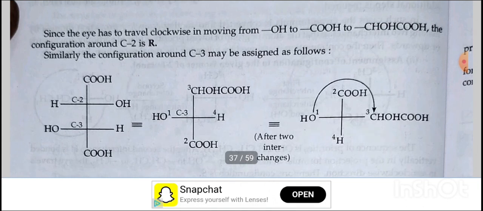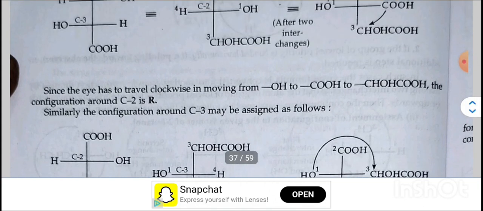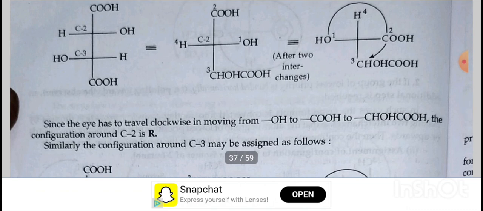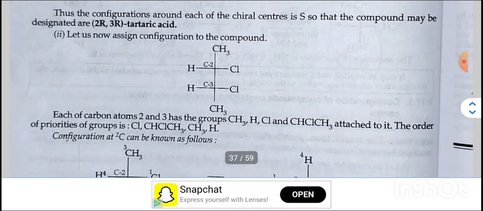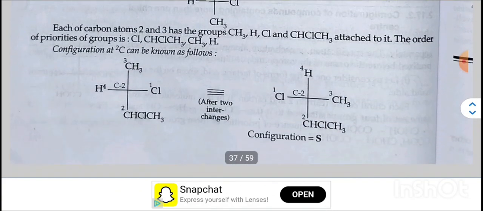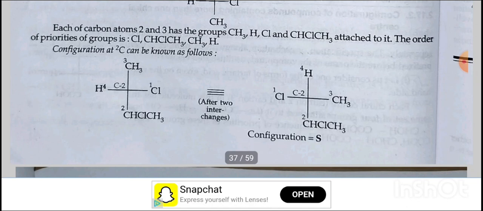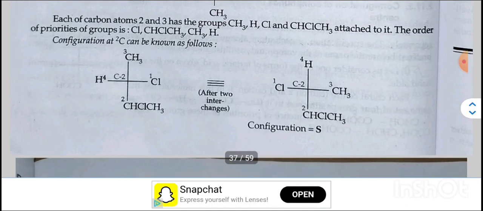Since the eye has to travel clockwise in moving from OH to COH to CHOHCOH, the configuration around C2 is R. Each of carbon atoms 2 and 3 has the groups CH3, H, Cl, and CHCl CH3 attached to it. The order of priorities is Cl, CHCl CH3, CH3, and H.